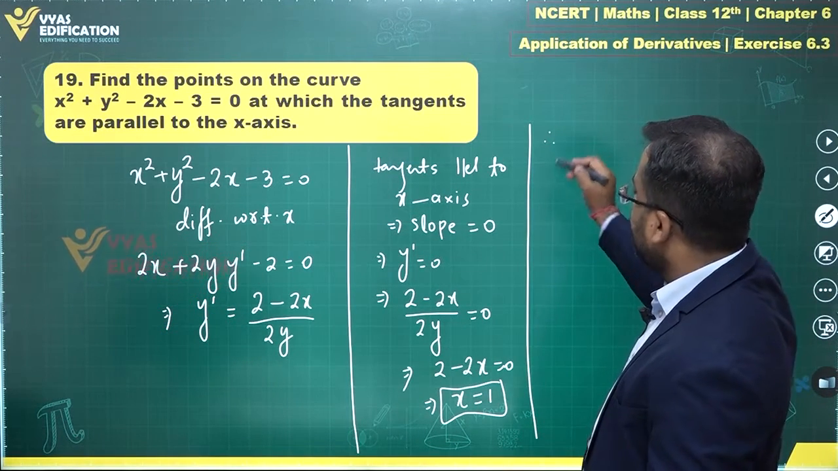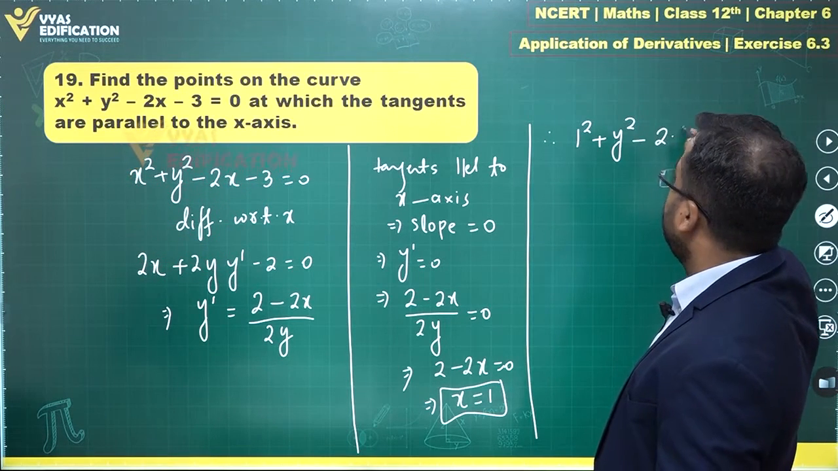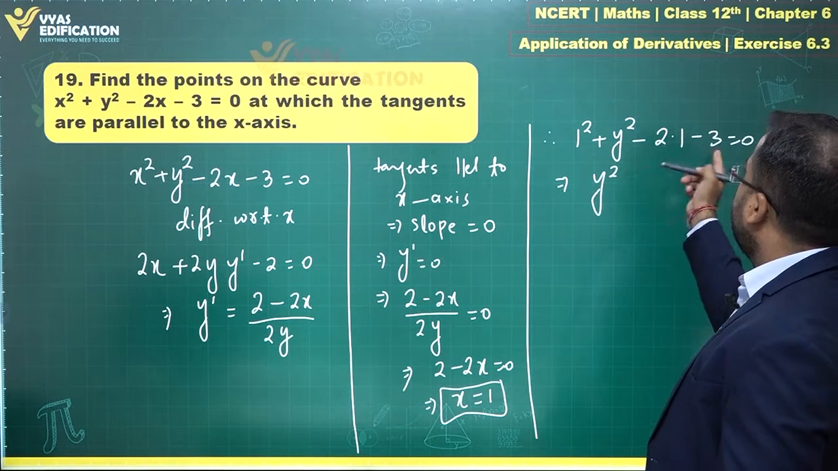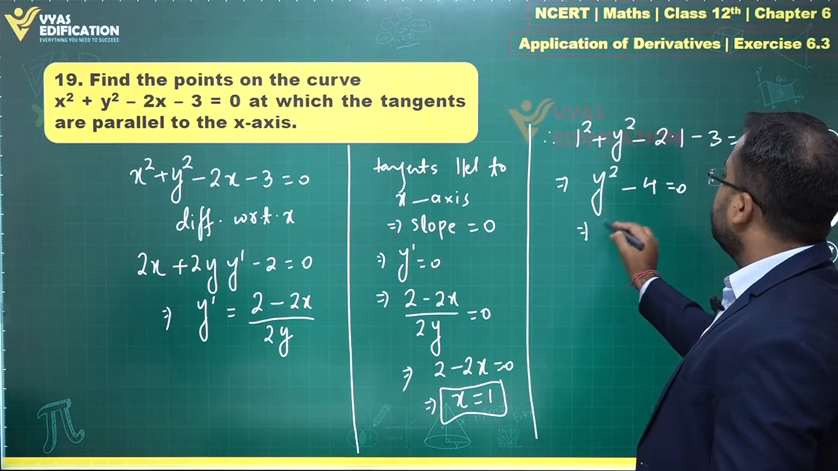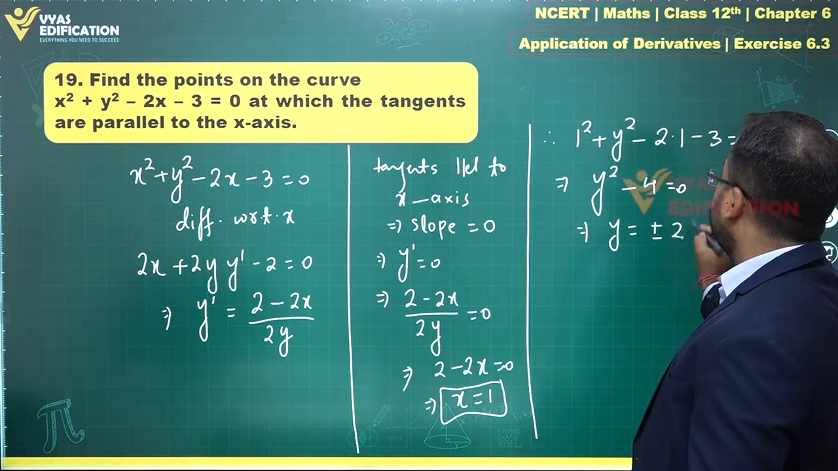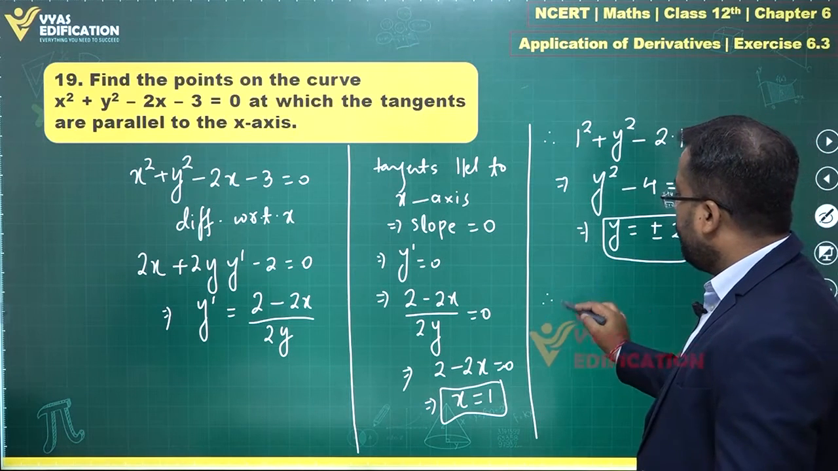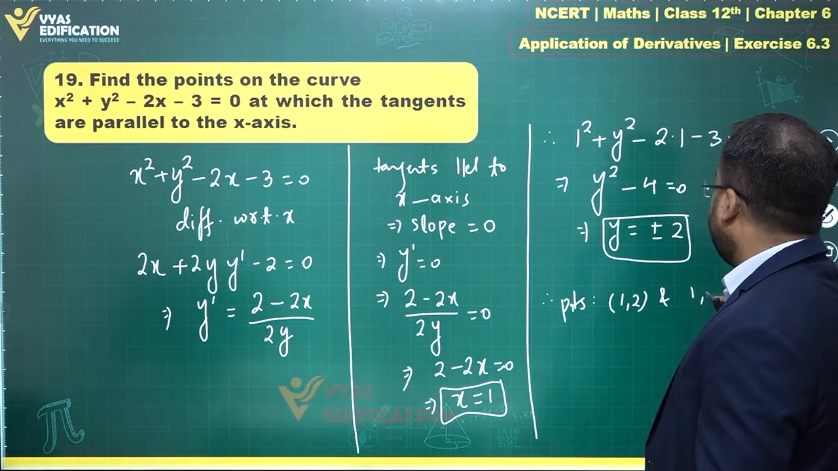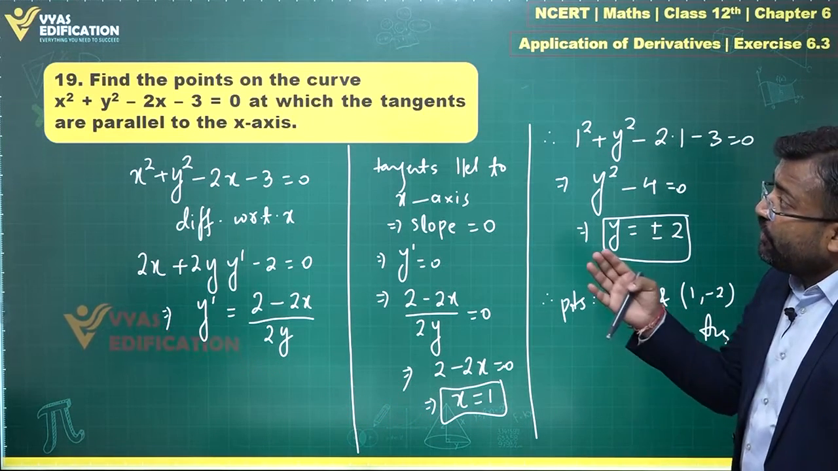So therefore, 1 square plus y square minus 2 times 1 minus 3 is equal to 0. What is that? Y square minus 5 plus 1 is minus 4 is equal to 0. This tells me y equals plus or minus 2. Okay, x equals 1, y is equal to plus minus 2. Therefore, points 1, 2 and 1, minus 2 are the required points for this one over here.